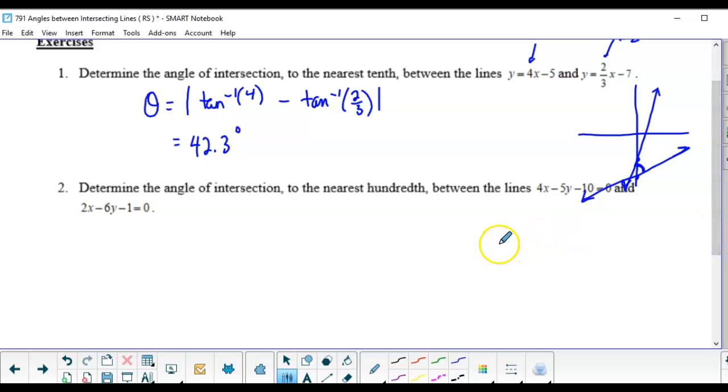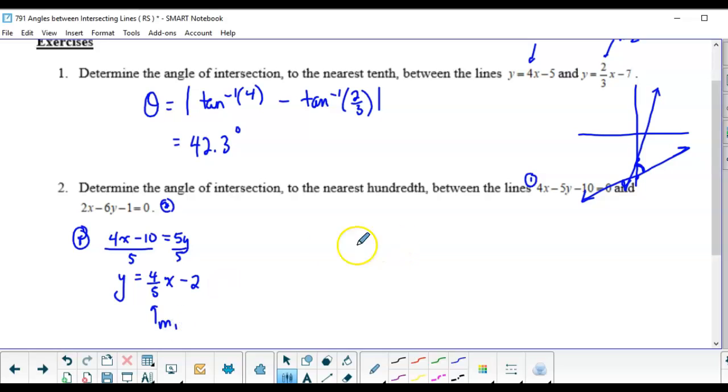Next one, determine the angle of intersection to the nearest hundredth between these lines. So notice these are in general form. So this is good practice from coordinate geometry. So I'm going to call this equation 1 and this equation 2. So for equation 1, I'm going to bring the 5y over to the right and then divide by 5. So what am I going to get? I'm going to get y equals 4/5 x minus 2. So that's going to be my slope 1.